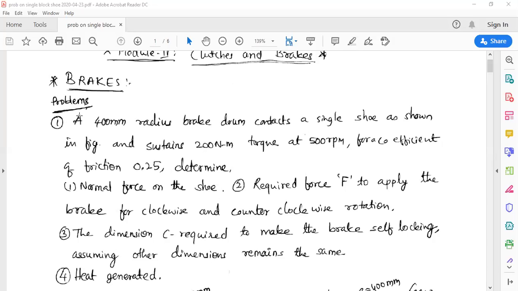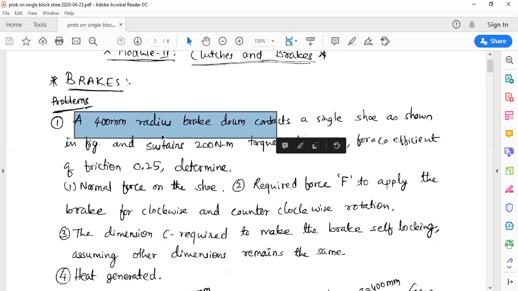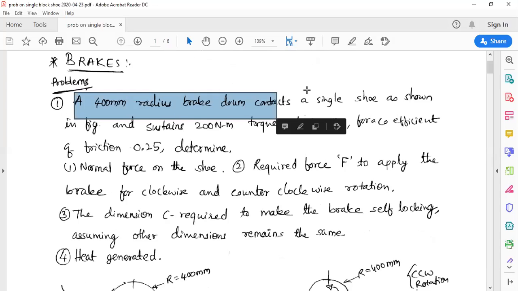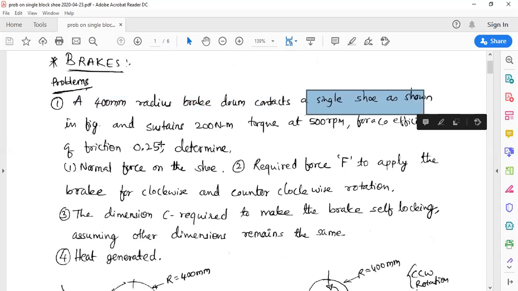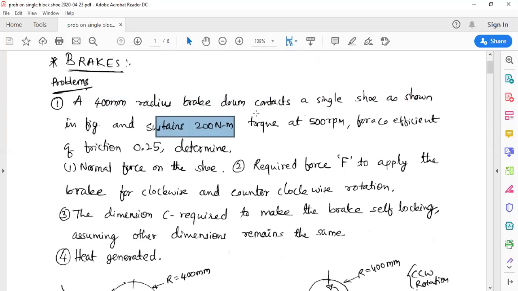In this problem statement, a 400 radius brake drum is given. Small r, the radius of the brake drum, is 400, with a single shoe, as shown in the figure. The brake drum sustains a torque of 200 Newton meter at 500 RPM. The coefficient of friction, COF, for the brake drum and the contacting shoe is 0.25.